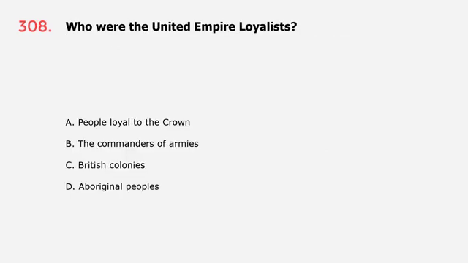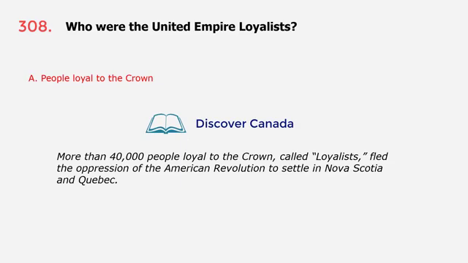Question 308. Who were the United Empire Loyalists? A. People loyal to the Crown. B. The commanders of armies. C. British colonies. D. Aboriginal people. The answer is A. People loyal to the Crown.